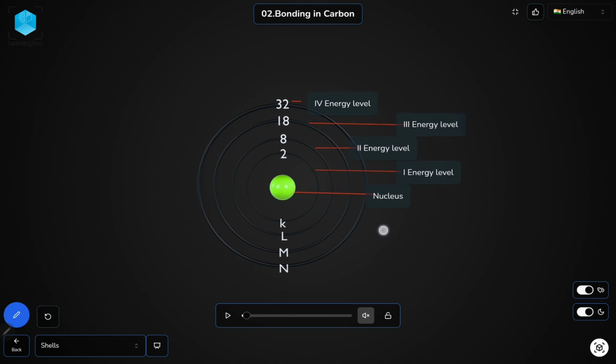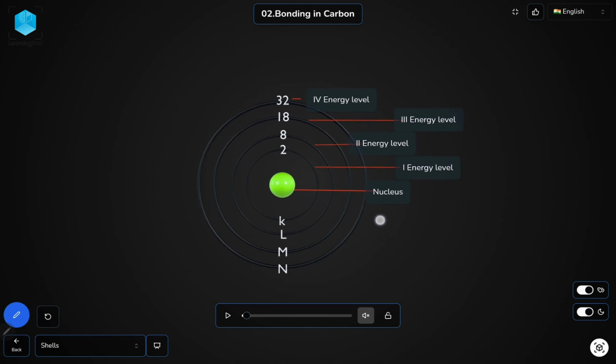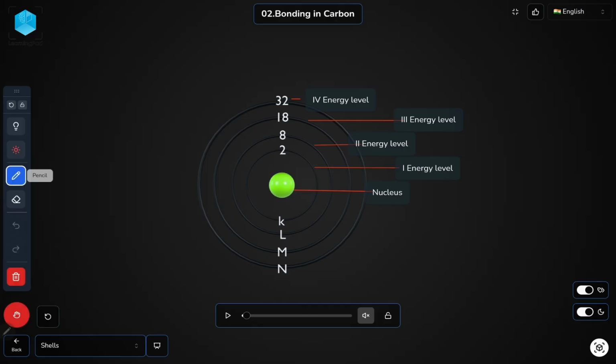First let us understand what is an atom. Atom is a basic structural unit of an element. Now, atom is composed of nucleus, which is in the center, and beside the nucleus, you will see orbits.